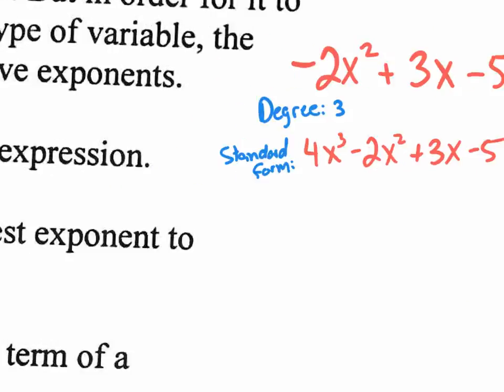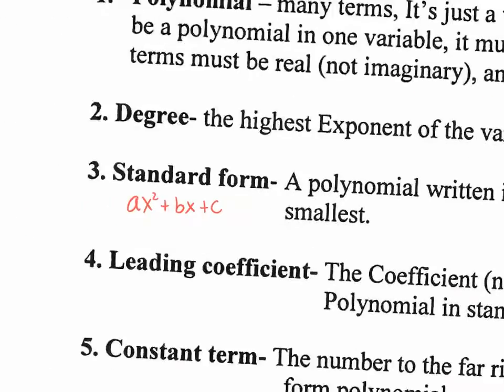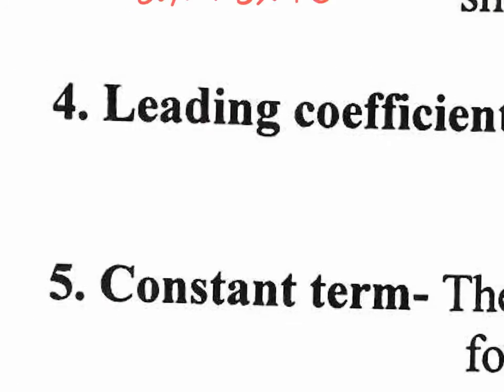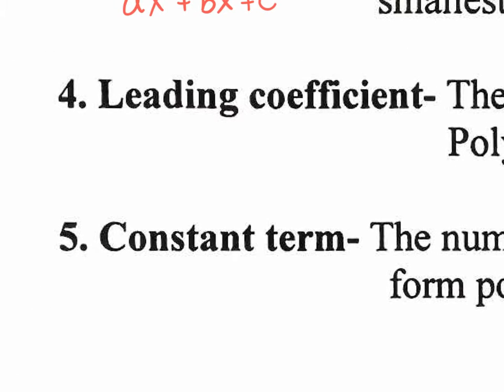Let's move on to the next vocab word. Next vocab word says leading coefficient. Well, the word leading, if somebody's leading the race, what's happening? That's the first one out there, right? First place so far. If somebody's leading a parade, they're the first one out in the parade. So leading implies the guy that's out in the front, right?